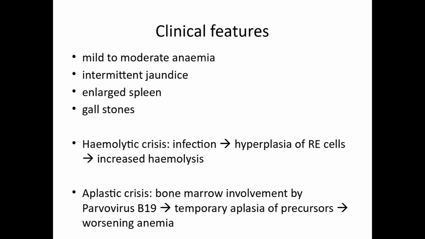The second one is the aplastic crisis. Here, a virus known as parvovirus B19 infects the precursor cells of the RBCs present in the bone marrow. Because of that, the precursors will stop proliferating, leading to a period of anemia for a particular time. Later on, it will recover on its own without any particular treatment.